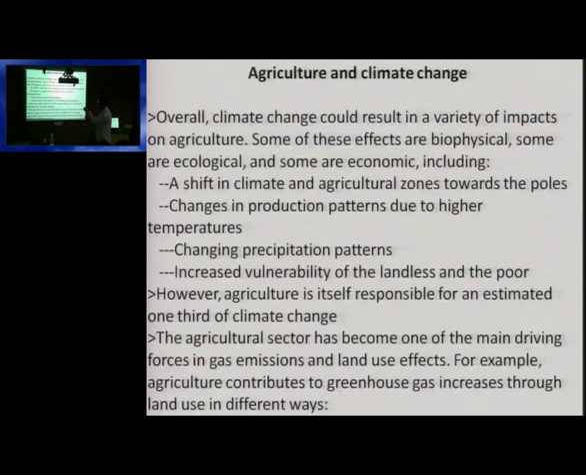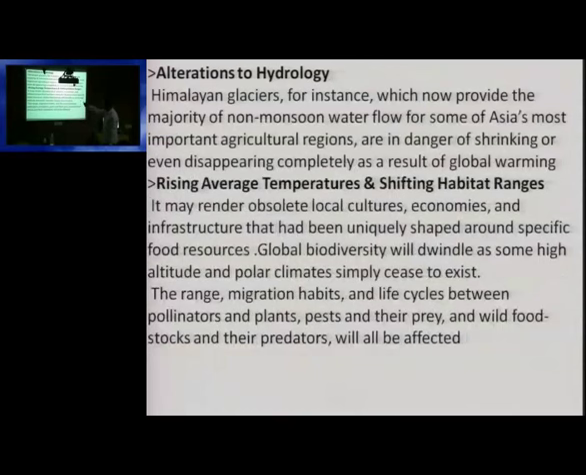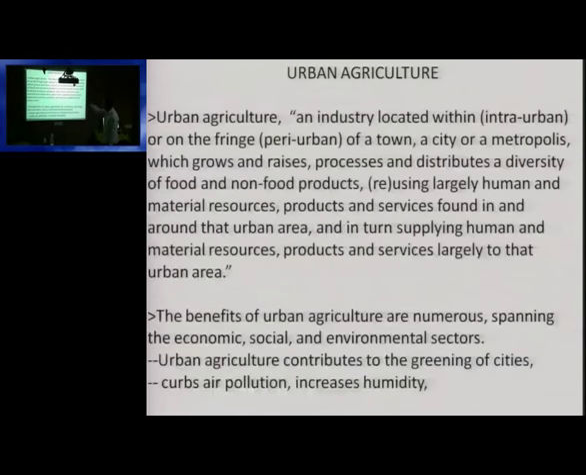See, climate change and agriculture. Please go through climate change and food security. Please go through how it is affecting urban agriculture.